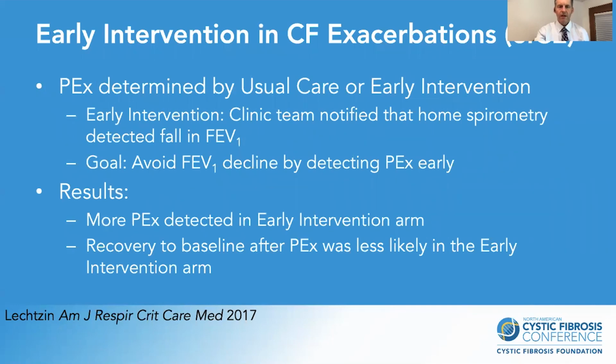I also look at secondary analysis from the EICE data, the early event intervention in CF exacerbations, led by Noah Lechtzin and Chris Goss. In that study, they followed adults and adolescents with CF. The exacerbation was determined either by usual care, when the participant called and let the clinic know, or early intervention, where the clinic team was notified that home spirometry had detected a fall in FEV1, or home symptom detection had recognized an exacerbation. The goal was to avoid FEV1 decline by detecting exacerbation early.